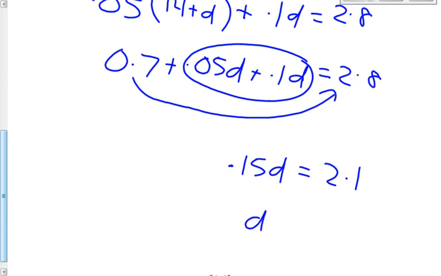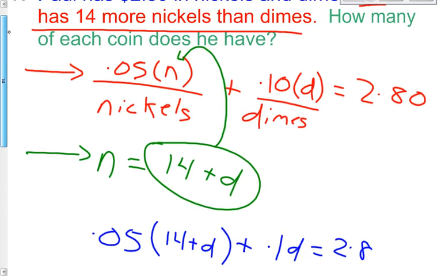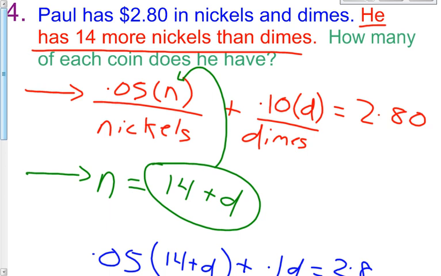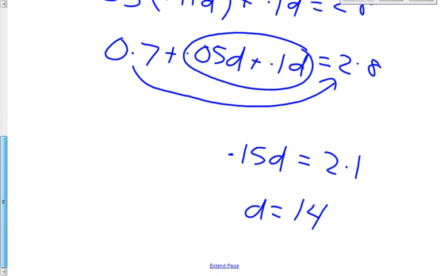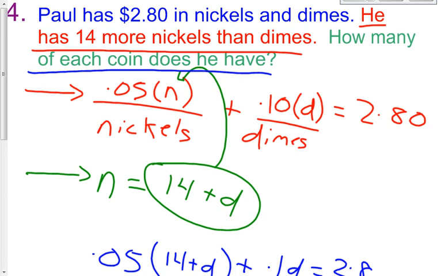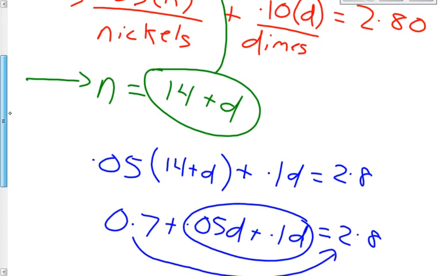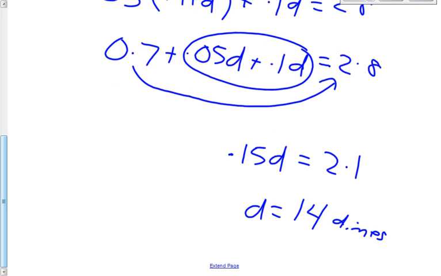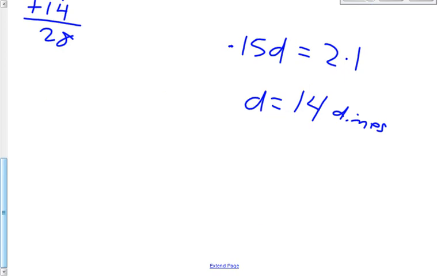Dimes equals 14. So now going back up to the top again, let's see what this question wants us to solve for. How many of each coin does he have? If he has 14 dimes, we know that the amount of nickels he has is 14 more than his dimes. So if we add 14 to the amount of dimes, which is 14, 14 plus 14, we get a total of 28 nickels. Nickels equals 28.